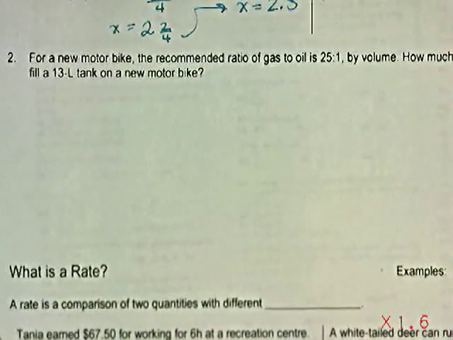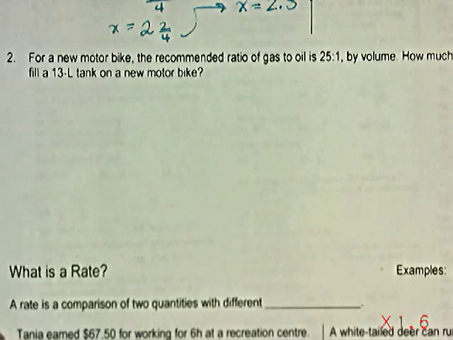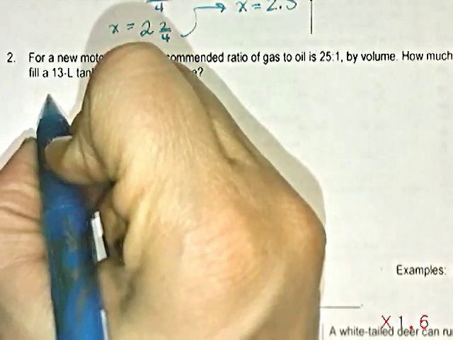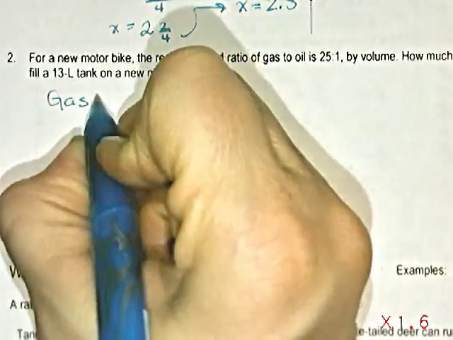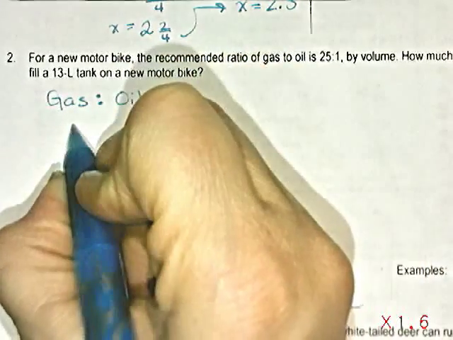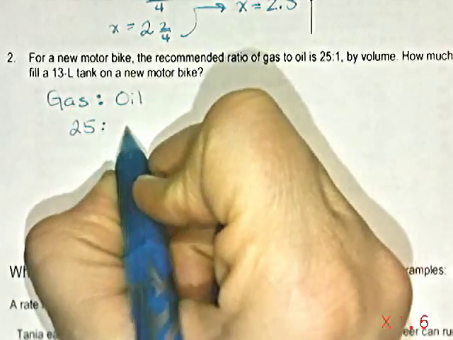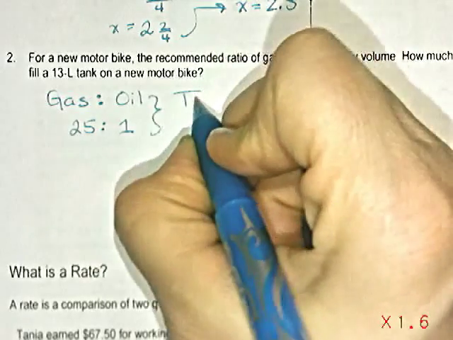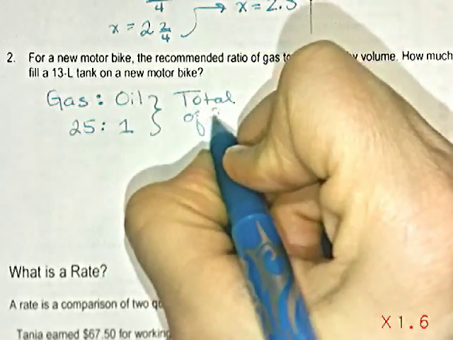Okay, it's important to realize that if we have 25 parts of gas and 1 part of oil, we have to consider the fact that those two together would be making a total of 26 parts. Out of the 26, 25 is gas and 1 is oil. And so we have our ratio of gas to oil as 25 parts to 1 part, which means we have a total of 26 parts.